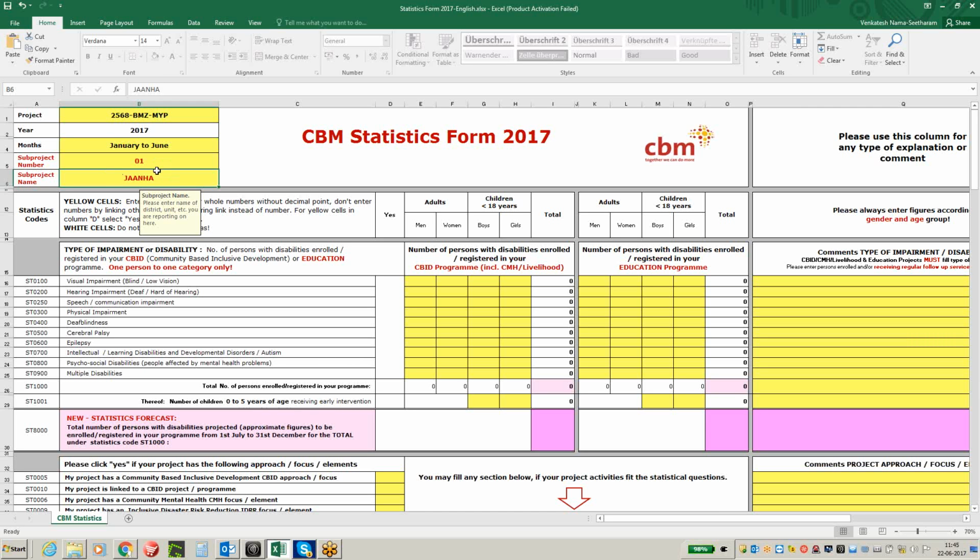Then you can just put 01 health, 02 CBR, 03 education. So if they give the data according to the departments, even that is possible to get. You can use the different forms, and it can be consolidated. Yes, any more questions, please?